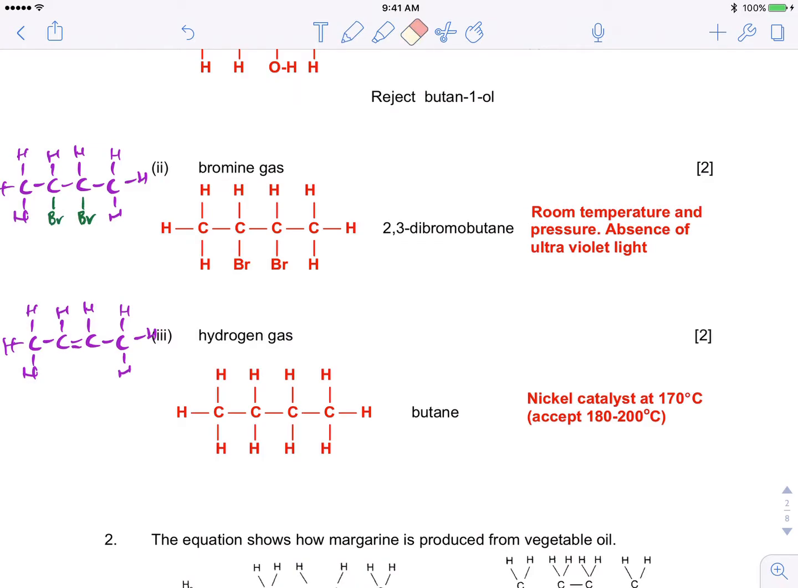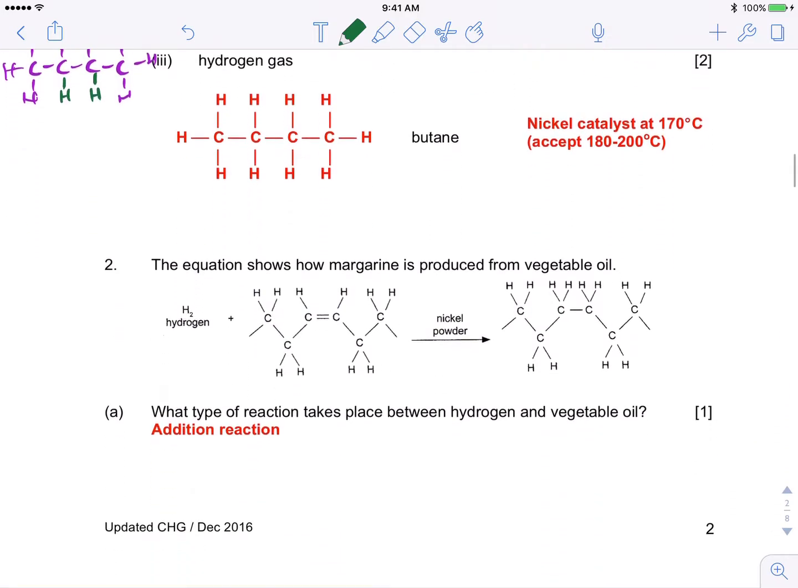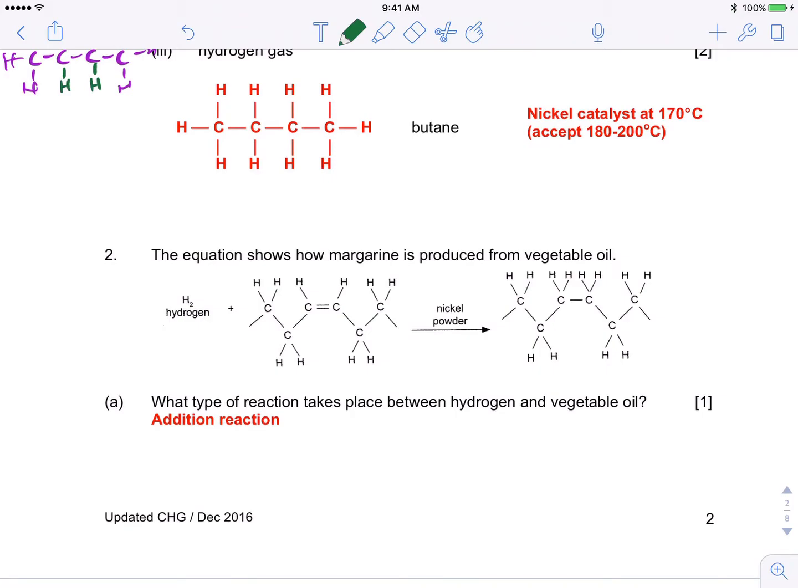Lastly, hydrogen gas. Again, erase this double bond. We add the hydrogen gas across. Okay, break this hydrogen bond, join it together, you get butane. Most of you got butane. Some of you wrote the conditions wrongly though. It's nickel catalyst at 200 degrees Celsius.